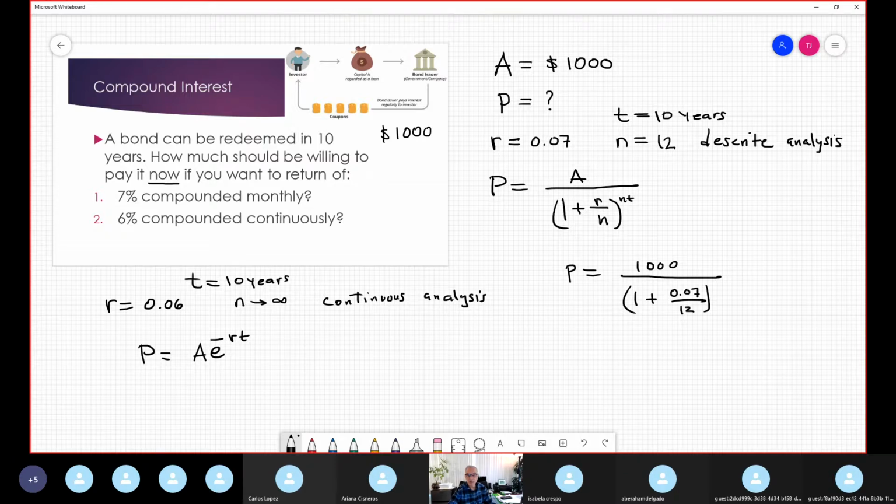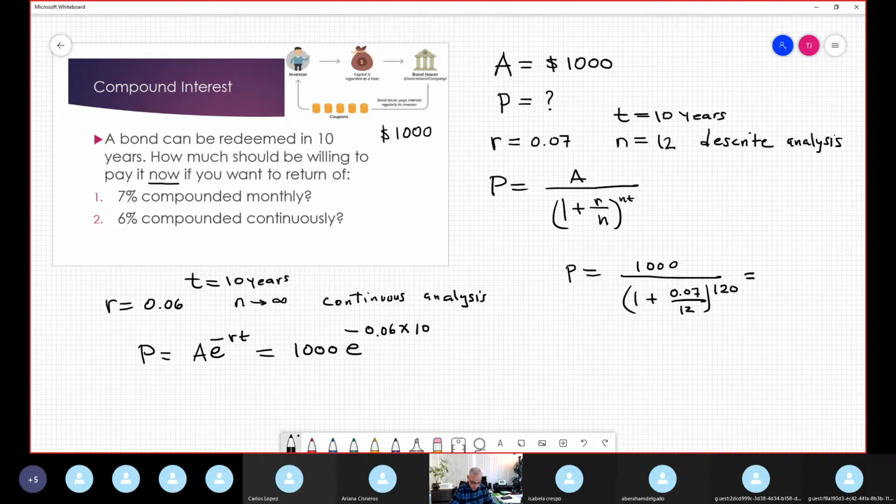So it's multiplication, N and T together, no? N times T, which is 120. This is the exponent. Wow. And it makes sense because it's 10 years and every month the money is increasing. And how many periods do we have? 120 periods. Put this in the calculator. And likewise, you put it here: 1000 exponential minus 0.06 times 10.